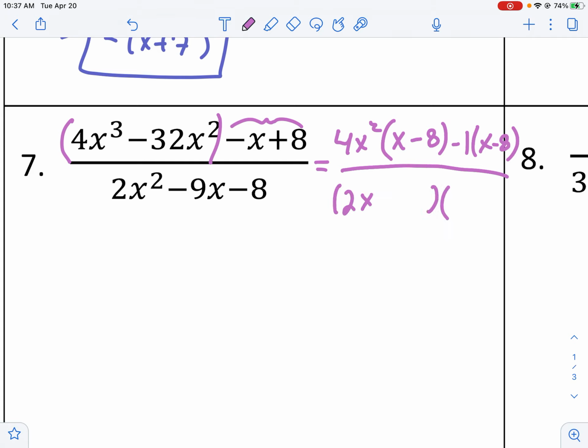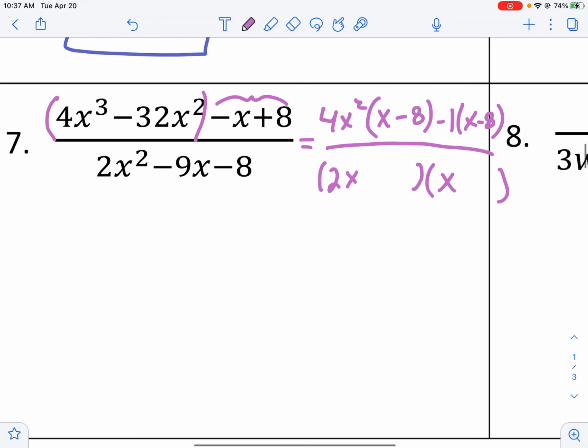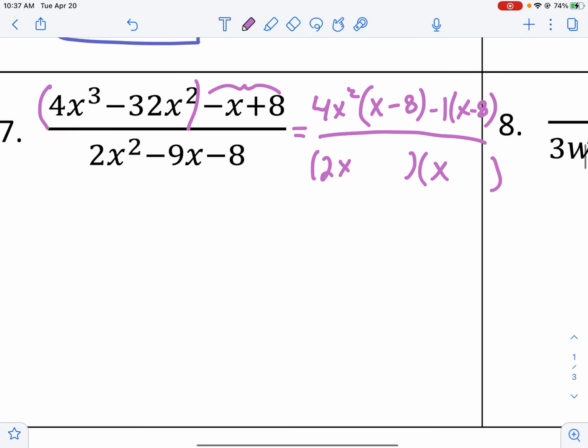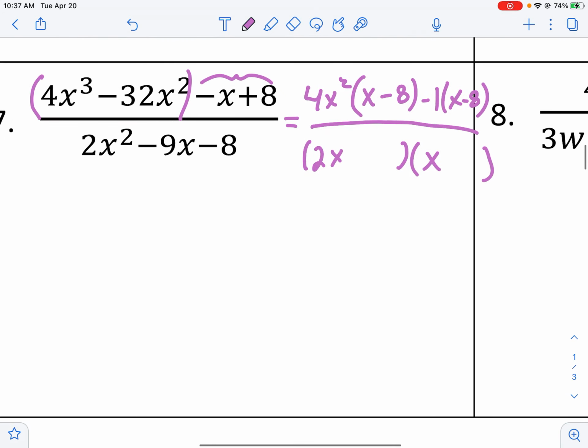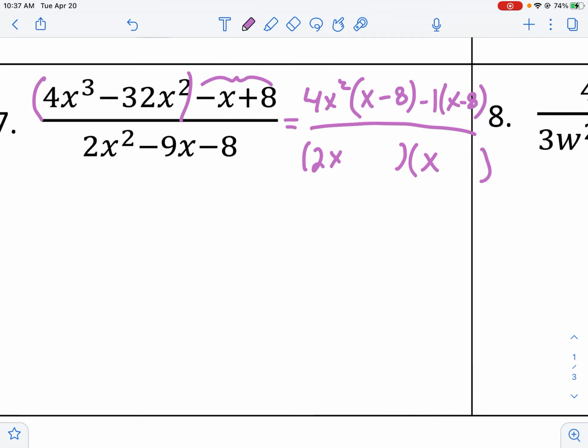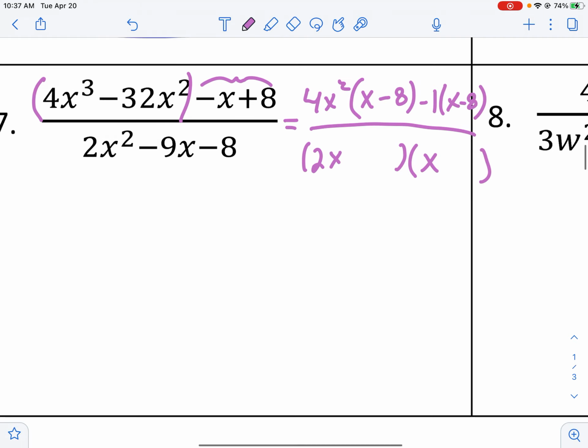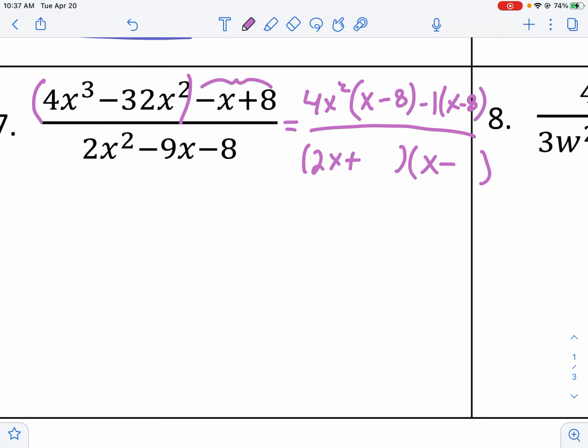So that's 2x and x. And it looks like we're going to go 2 and 4 to make 8. What are going to be the factors there? If we go 2x and what? 2x. Maybe we need to factor a little bit more. 2x. We need to make negative 9. Oh, this is negative and positive. So negative here, positive here. So x minus 4, oh yeah, right?